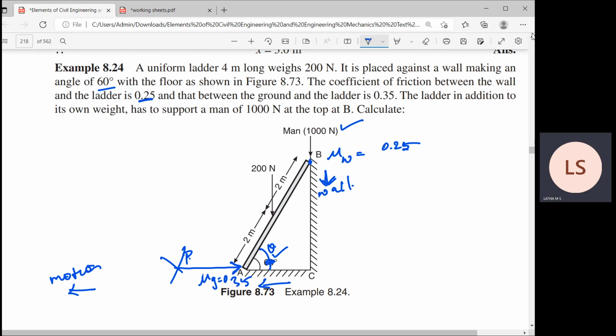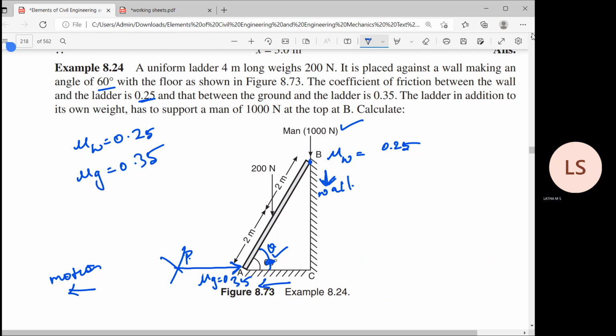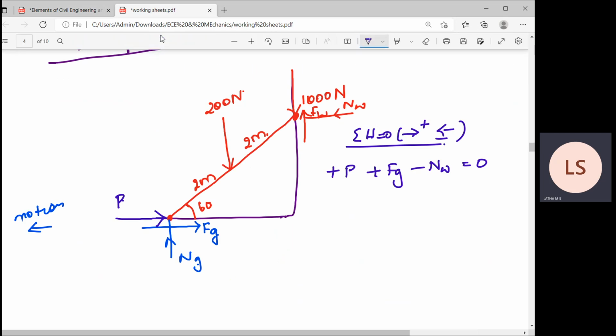Between the wall and the ladder, mu W is equal to 0.25 and mu G is equal to 0.35. Okay, we should keep that in mind.